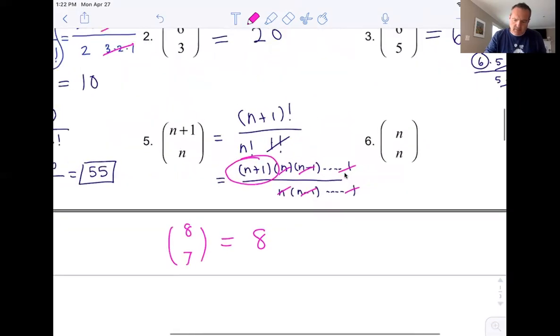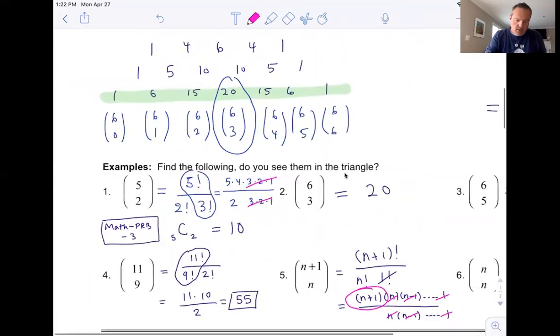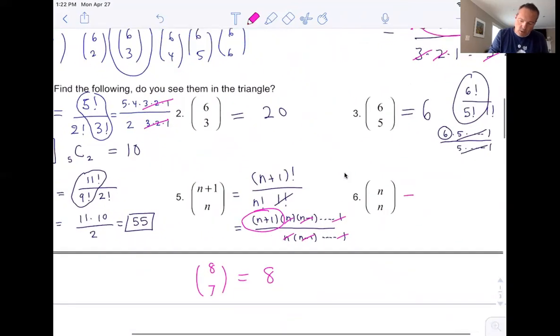Finally, if you get the same number on the top and the bottom, like 6 choose 6, or 5 choose 5, or 4 choose 4, guess what? There's only one way to do it. If you have 12 friends and you can invite 12 to a dinner party, there's one way to do it. Just invite all 12. Okay, so that's about all I can tell you about these choose numbers.